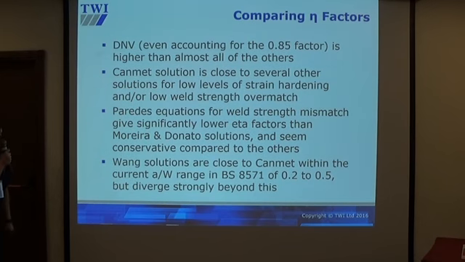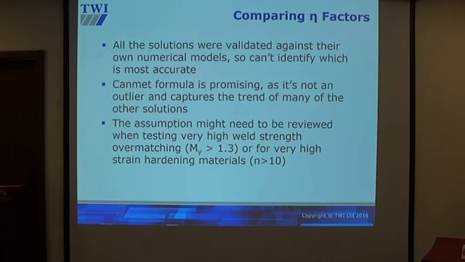So, as we concluded, even with the 0.85, DNV is a bit high. It seems to be higher than what the other references are presenting. Canmet was fairly close to several others. Paredes was perhaps a little bit lower than the other weld ones. The Wang solutions for the parent materials were quite accurate within the AFW range, but diverged quite strongly. So I'm not quite sure what's going on there.